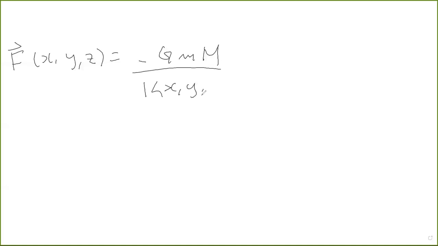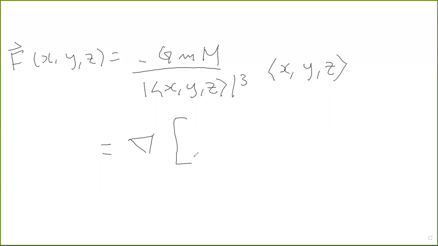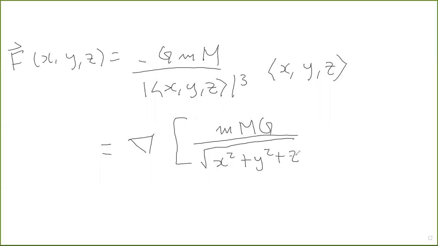Okay, so to tie this in with the gravitational example, if this is the gravitational vector field, so this is minus the gravitational constant times little m times big M over the magnitude of x, y, z cubed times x, y, z, this is actually the gradient of the following function. This is little m times big M times G divided by the square root of x squared plus y squared plus z squared.